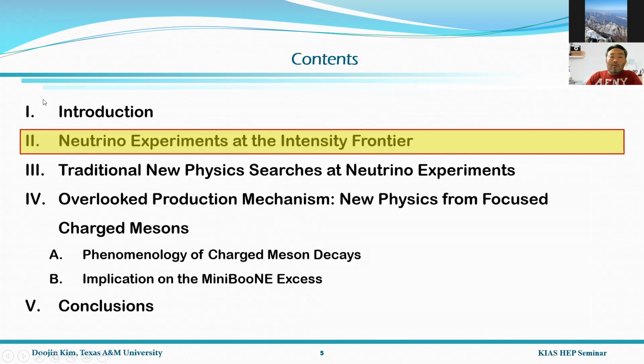Okay, so let me talk about the neutrino experiments, because most of them feature high intensity and they will be operational very soon, as I mentioned at the beginning. Even some of them have started reporting their physics results, so you can immediately apply the ideas that I will discuss today. So I think it is reasonable to take neutrino experiments as benchmarks of the intensity frontier experiments.